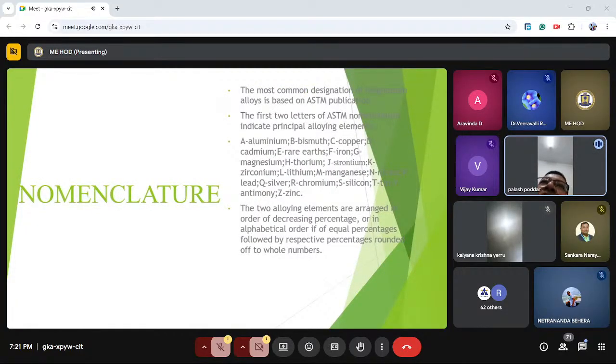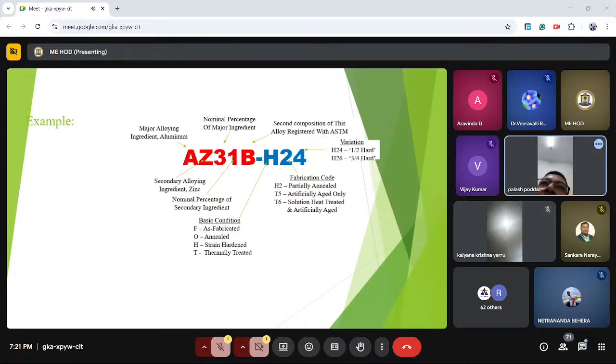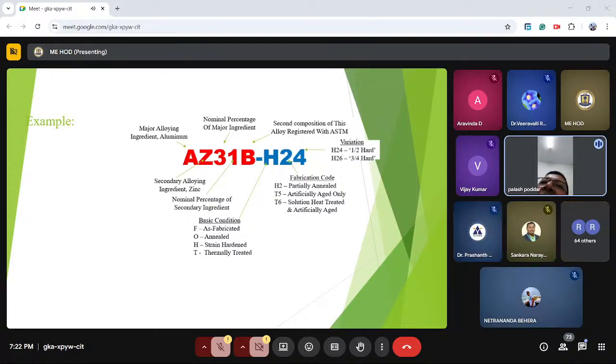Next, nomenclature. All this nomenclature I will be coming to at a later stage of this presentation. Example, AZ31B H24. Initially these two letters: A for aluminum, Z for zinc. That means 3 for 3% aluminum, 1 for 1% zinc. B is generally the ASTM standard; sometimes B, E, D are all used because of some purity level concerns. And this is the heat treated condition, like partial annealed. The H2 is called partial annealed. And there will be T5, T4, T6, several treatments for the subsequent heat treatment.